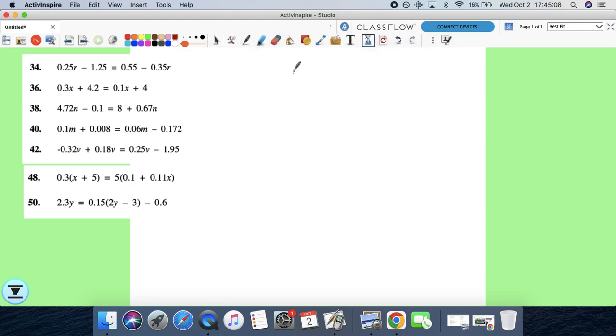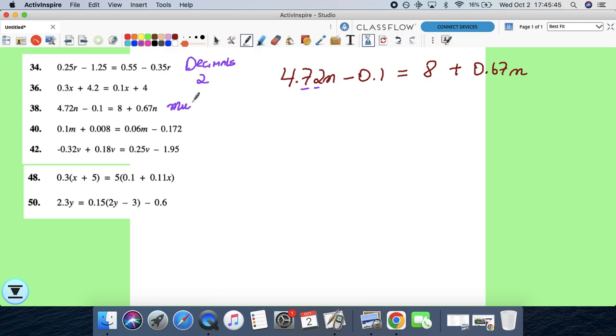38. 4.72n minus 0.1 equals 8 plus 0.67n. We're going to look at the decimal places of all the constants and coefficients. So 4.72 has 2 decimal places, so we need to rewrite the equation so that everybody has 2 decimal places. The number that has the most decimal places is 4.72, so that's 2 decimal places. And if it has 2 decimal places, we're going to multiply everybody by 100, right?